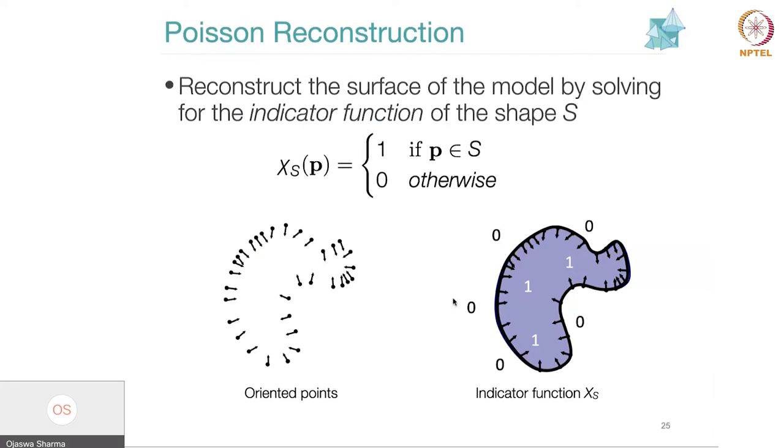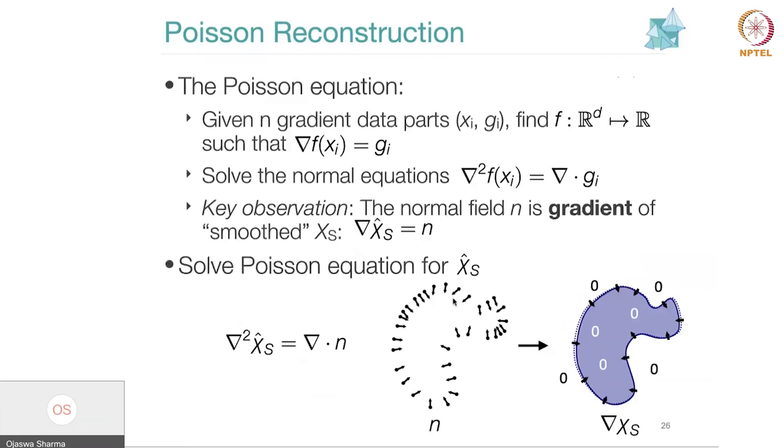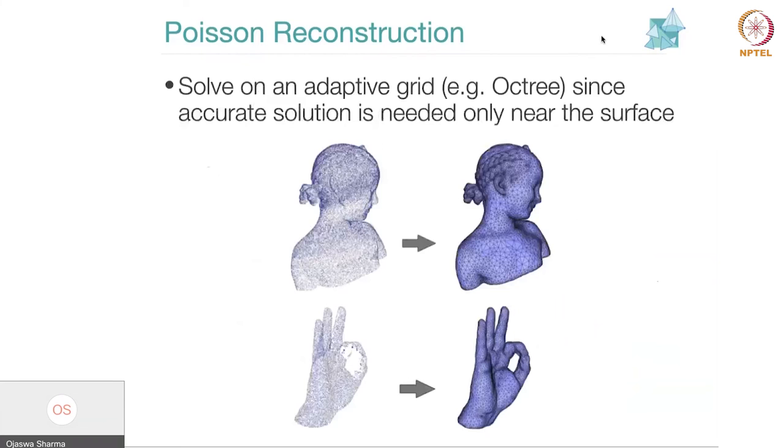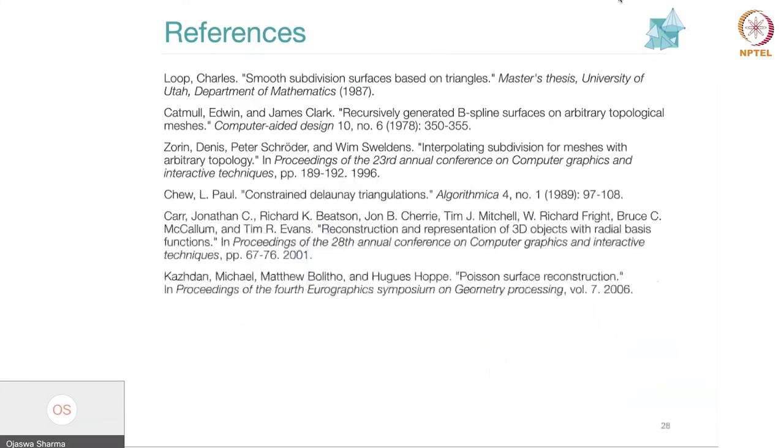Essentially, you want to recover the shape by solving for the indicator function. So what is an indicator function of a shape? The indicator function says that if a point P is inside the shape, its indicator function is 1. If it is not inside, then the indicator function is 0, right? So basically you want to recover its indicator function. And if you do that, you have recovered the shape of the object. So let's see how it is done.